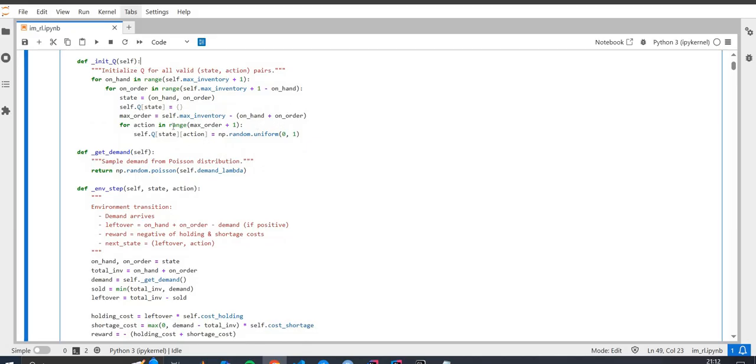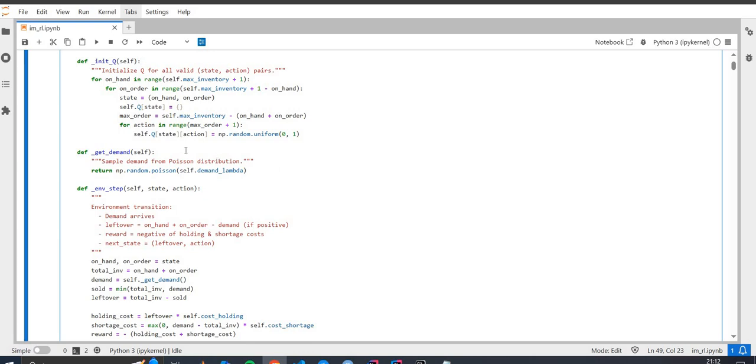Here we have init Q, which is responsible for initializing the Q table. And the Q table is where the agent stores what it learns about different states and actions. It covers all possible states, which are combinations of how much inventory we have on hand and how much is already on order. Then, for each state, it assigns an initial random value to every possible action. The agent starts with no knowledge, so it just fills the table with random values and updates them as it learns.